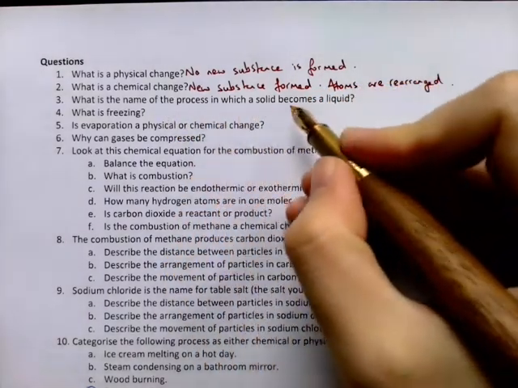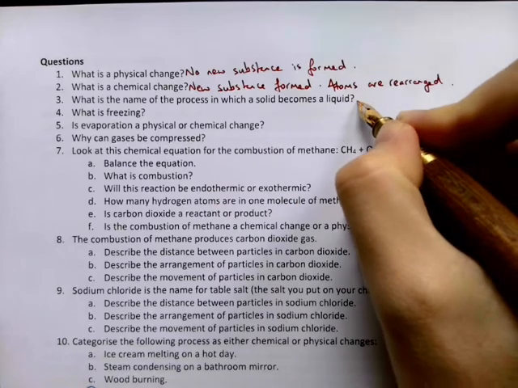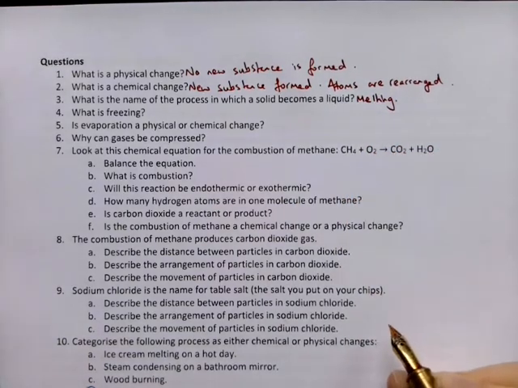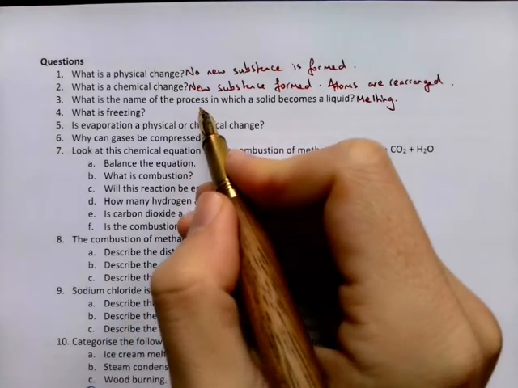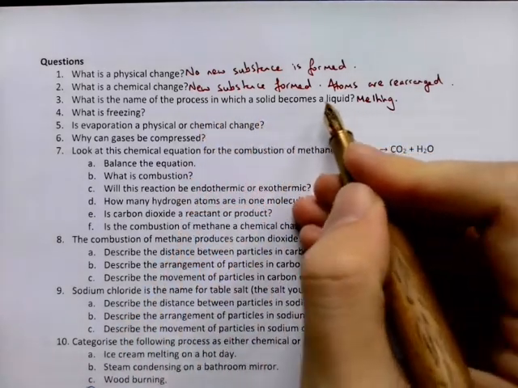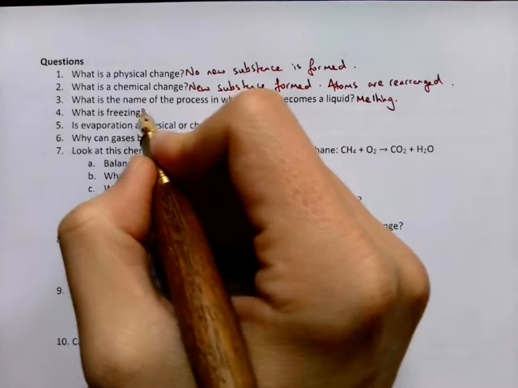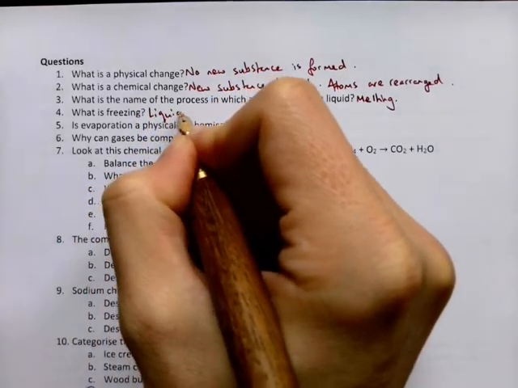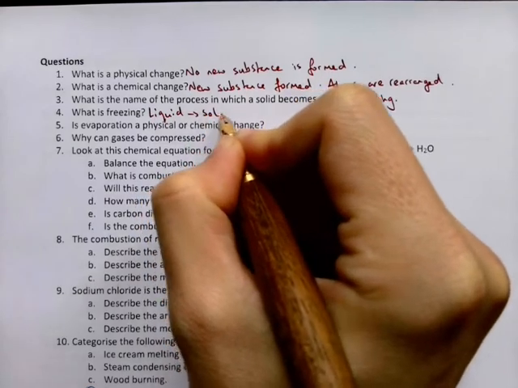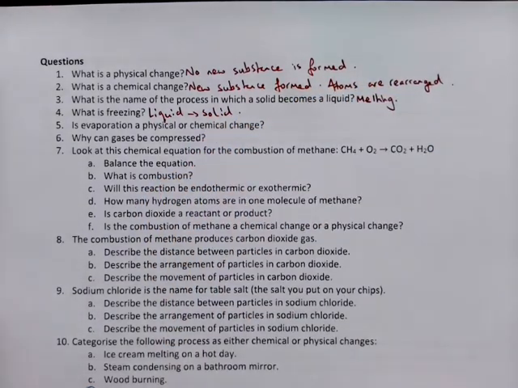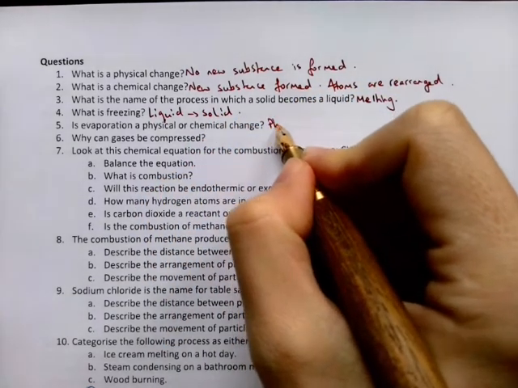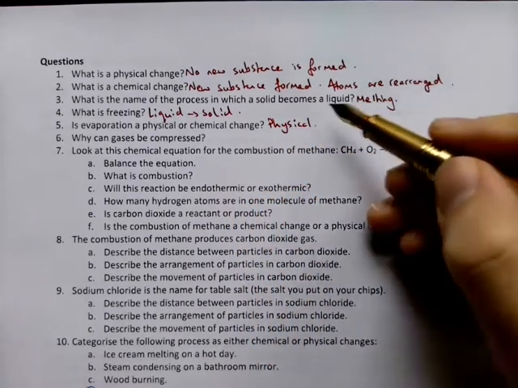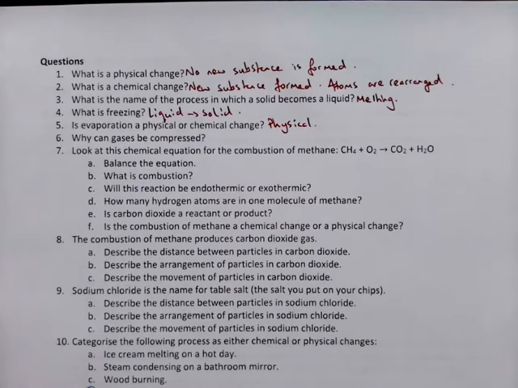What is the name of the process in which a solid becomes a liquid? That is nice and easy, that's melting. So that would be an example of a physical change, because you haven't changed what it is, you've just changed it from a solid to a liquid. What is freezing? That is when a liquid changes to a solid. Is evaporation a physical or a chemical change? It's a physical change, that is the change of a liquid to a gas. So all three of these are physical changes.